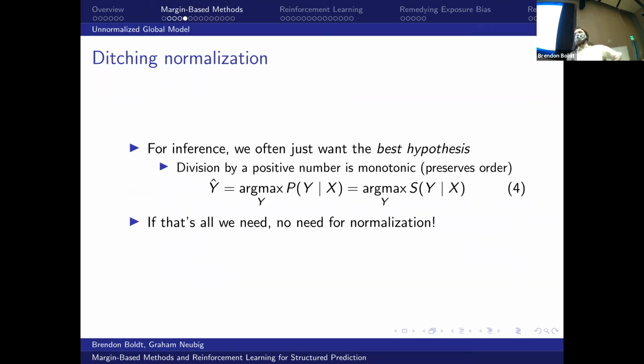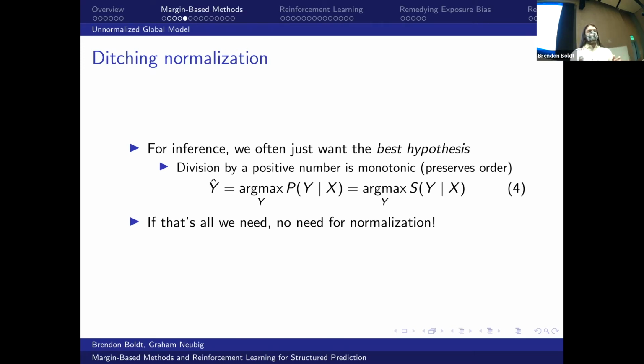So leading into the structured perceptron, what if we just didn't do normalization? I mean, probability distributions are nice and there are tons of theories about them, but depending on what you're doing, you might not even need a probability distribution. For example, if you're just doing inference, much of the time you just want the best output. You just want the argmax.